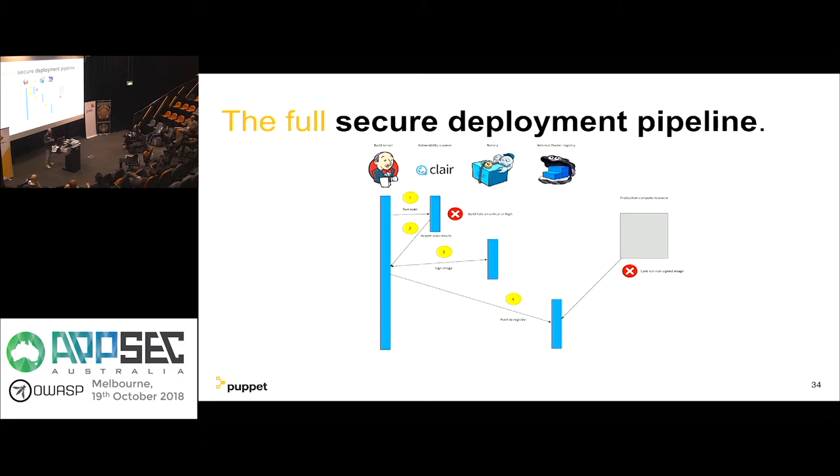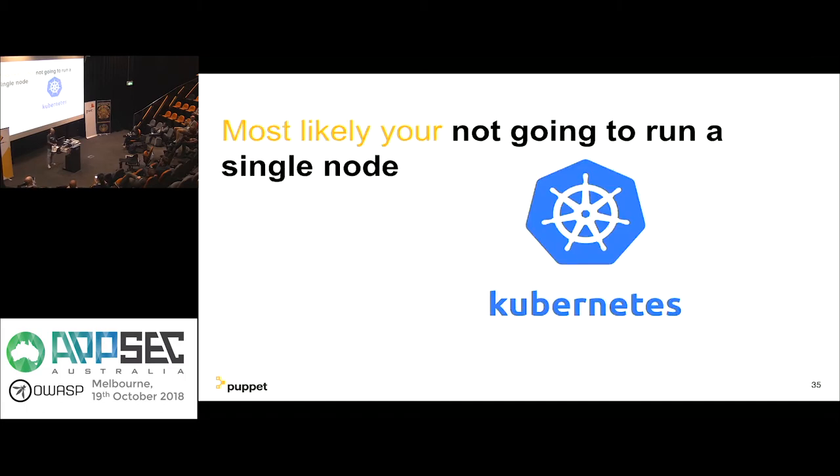So this is a full deployment pipeline. As you can see there, you run, scan, sign, push, and you cannot run an unsigned image. So that's just to highlight what we spoke about. But more than likely, we're still talking about a single node. So let's loop back around and say, well, no one's going to run a single node in production. They're going to run it on most likely Kubernetes, because that's pretty much won the orchestration wars, and I'm wearing that shirt today, so we have to talk about it.